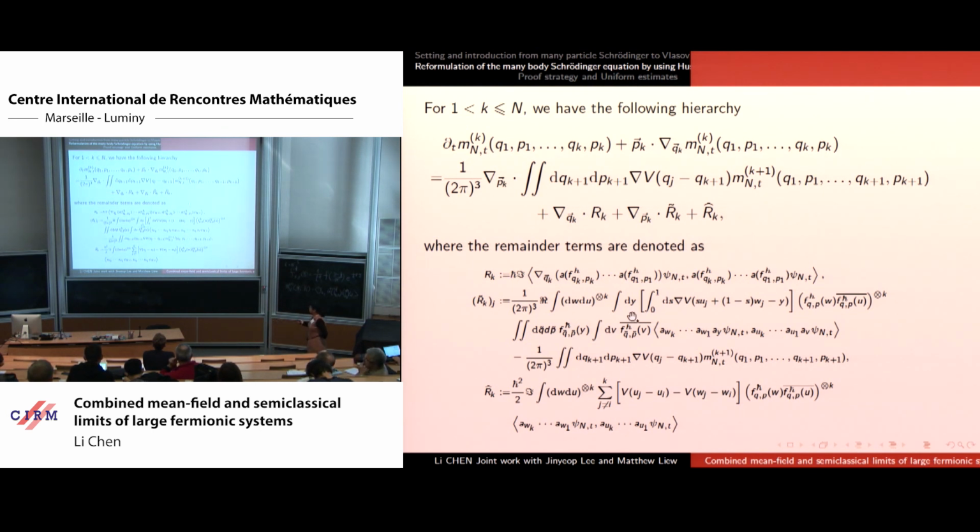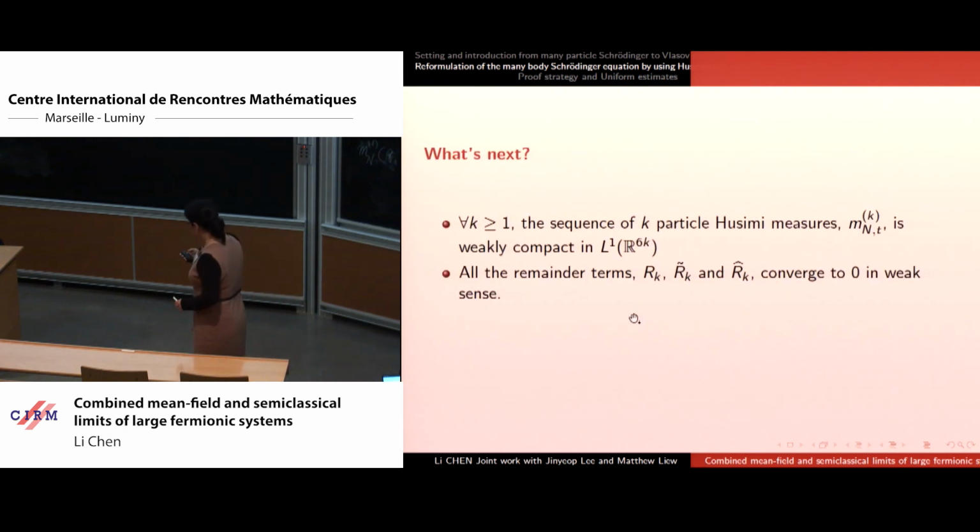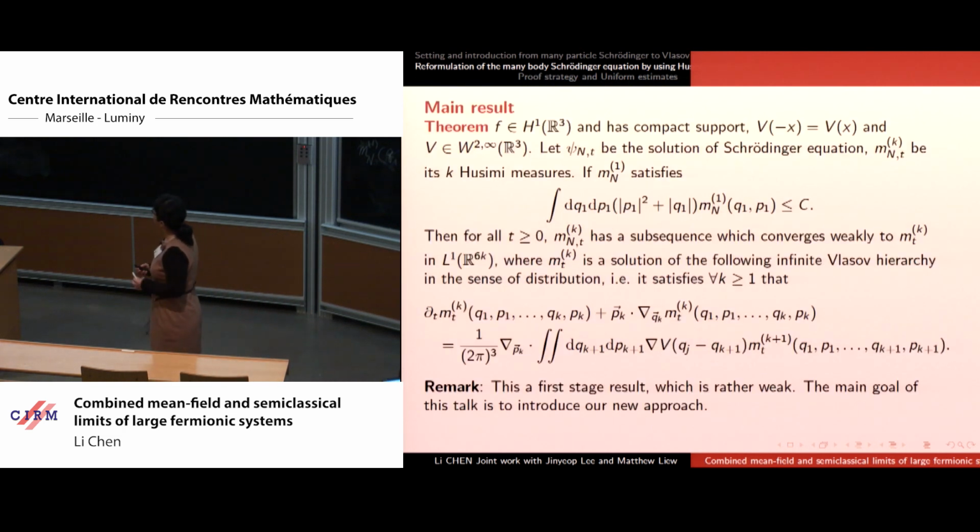Okay, and then you'll see that what's next is very easy. You try to find a compactness argument for all the k-particle Husimi measures and try to estimate all the remaining terms. Okay. This I will skip, I talked about that already, and our main result looks like this. So what we have done is just a compactness argument and error estimate. So the main result, we wrote it like this. It's not directly the Vlasov hierarchy or Vlasov equation.